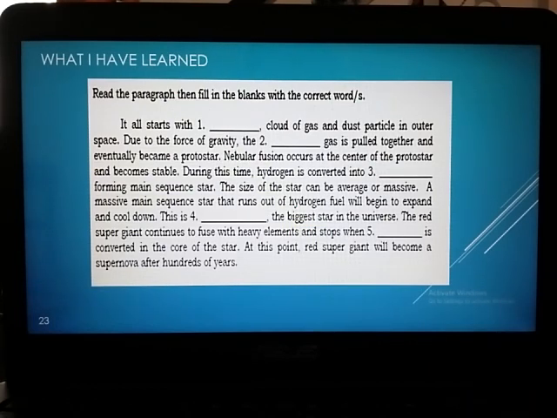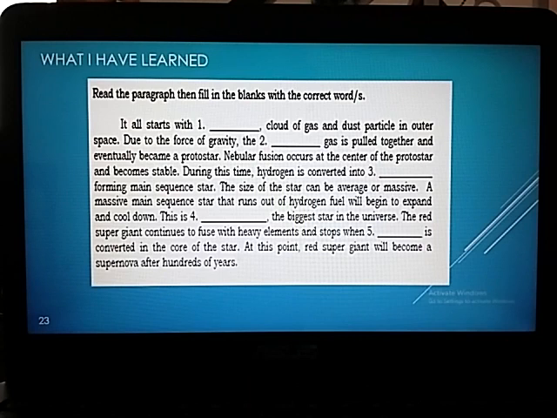So, read the paragraph, then fill in the blanks with the correct words. It all starts with the. Saan ba nagsimula? Siyempre, nebula. Clouds of gas and dust. Due to the force of gravity, the. Anong gas ba yon? Hydrogen or helium? It is the hydrogen. The hydrogen gas is pulled together. For number 3, during this time, hydrogen is converted into. Saan ba nako-convert yung hydrogen? Into helium.